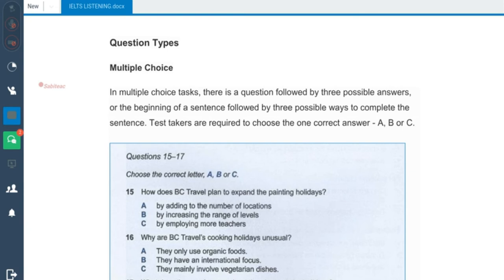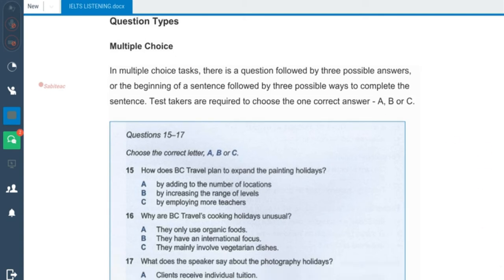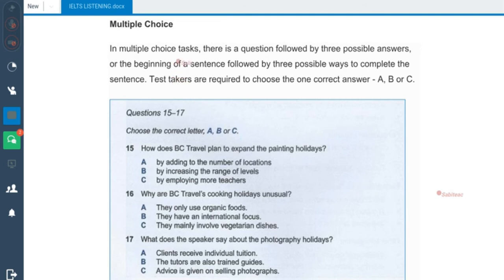The first one is the multiple choice question type. We are all familiar with multiple choice questions, but I'll need to explain it here. In multiple choice tasks, there is a question followed by 3 possible answers, or the beginning of a sentence followed by 3 possible ways to complete the sentence. Test takers are required to choose the one correct answer. The instruction will be there that you have to choose one of the 3 options.